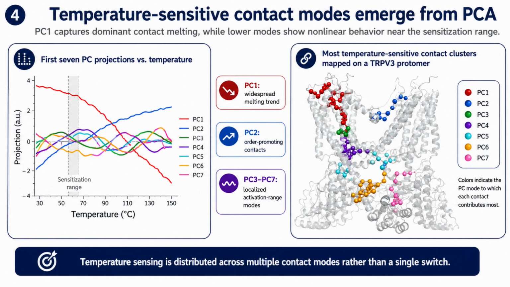The first mode captures the dominant melting response. Many contacts decrease in frequency as temperature rises. Other modes show more subtle, nonlinear behavior near the activation and sensitization range. This means that temperature sensing is distributed across multiple contact modes rather than controlled by a single switch.